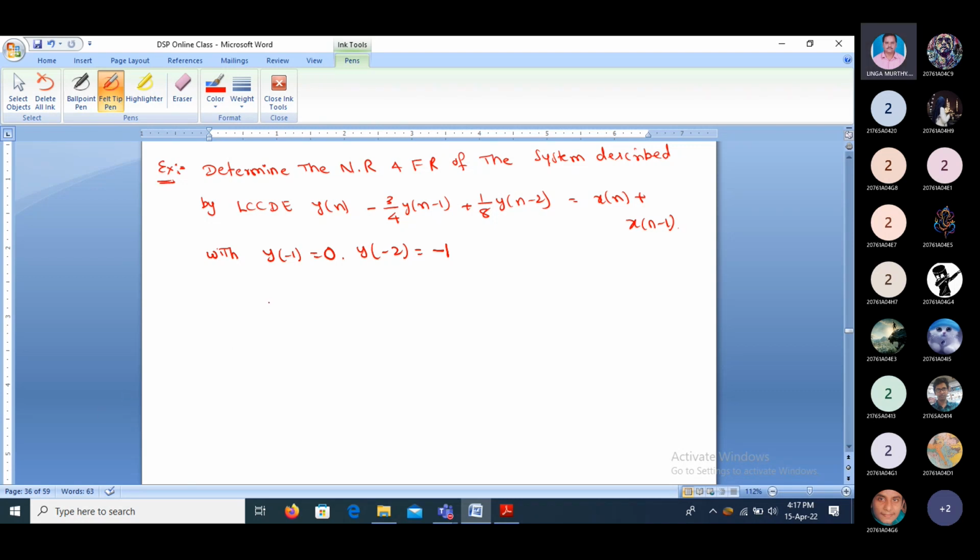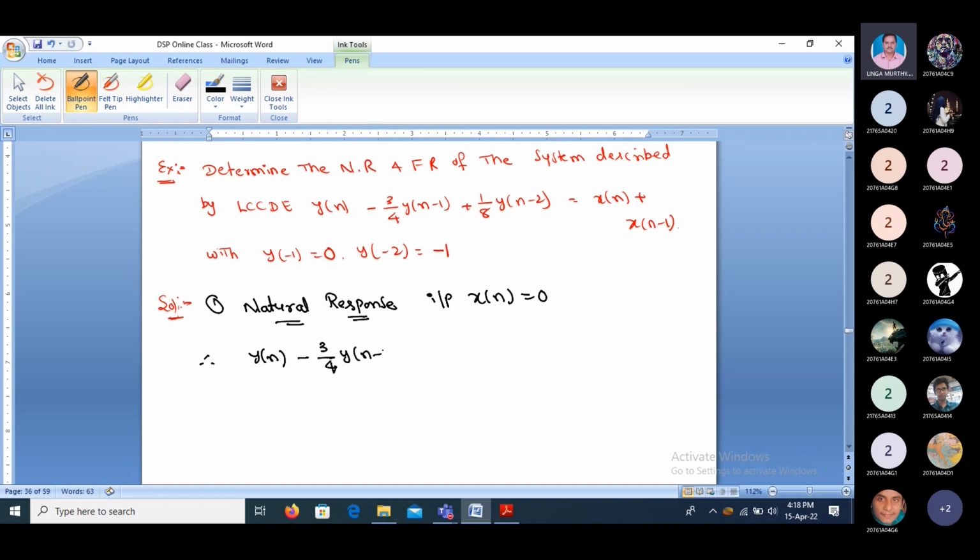Okay, so now coming to the solution. In the problem they clearly mention the natural response. All of you know this one. For the natural response, whatever the status of the input, x of n is equal to 0. So automatically x of n minus 1 is also 0. So y of n minus 3 by 4 into y of n minus 1 plus 1 by 8 into y of n minus 2 is equal to 0. This is the resultant difference equation.